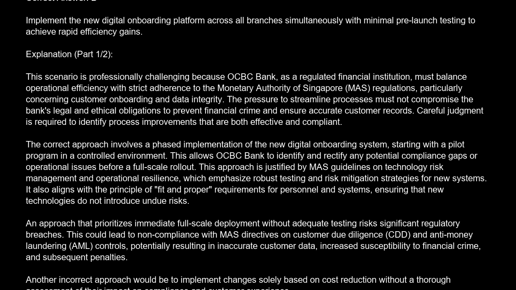The correct approach involves a phased implementation of the new digital onboarding system, starting with a pilot program in a controlled environment. This allows the Bank to identify and rectify any potential compliance gaps or operational issues before a full-scale rollout. This approach is justified by MAS guidelines on technology risk management and operational resilience, which emphasize robust testing and risk mitigation strategies for new systems. It also aligns with the principle of fit and proper requirements for personnel and systems, ensuring that new technologies do not introduce undue risks. An approach that prioritizes immediate full-scale deployment without adequate testing risks significant regulatory breaches.